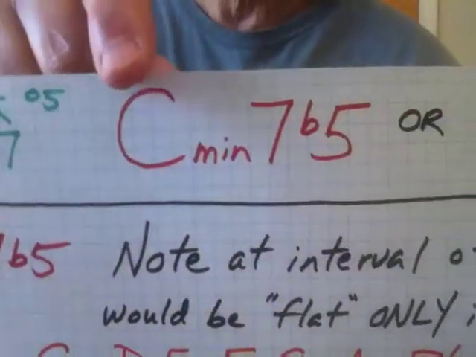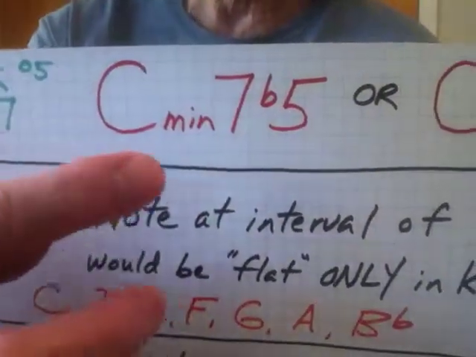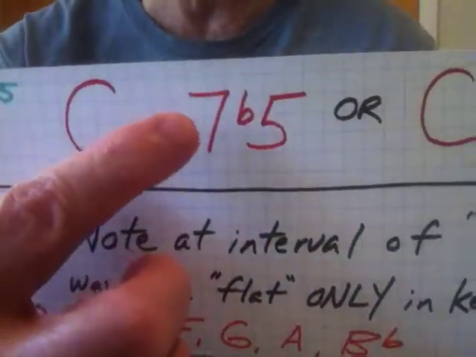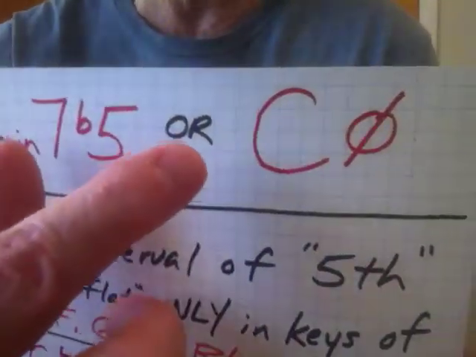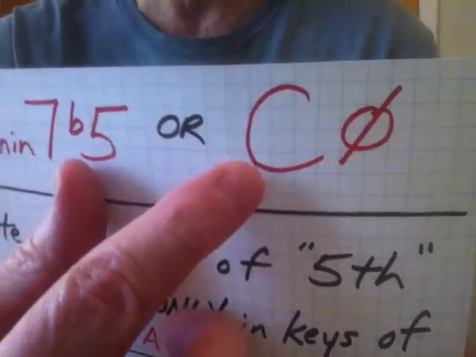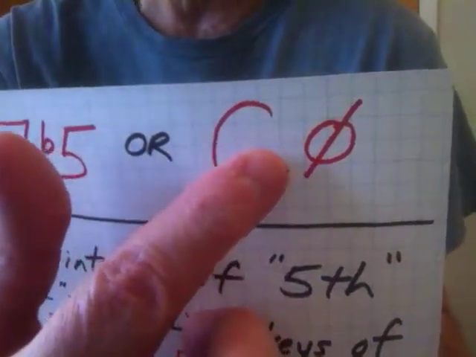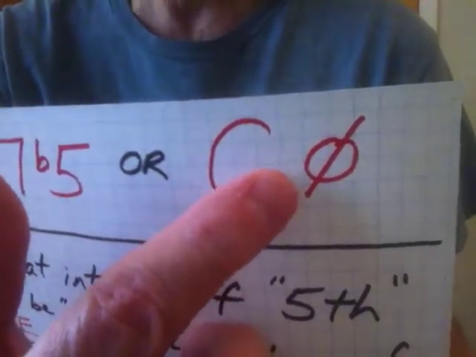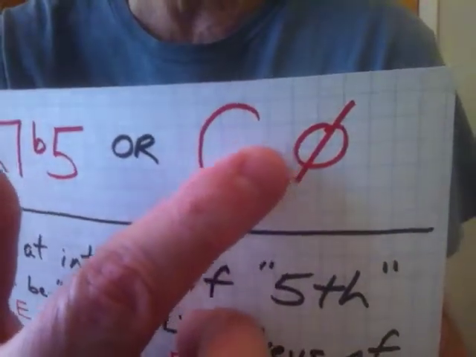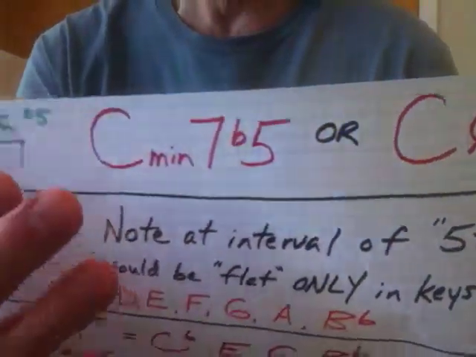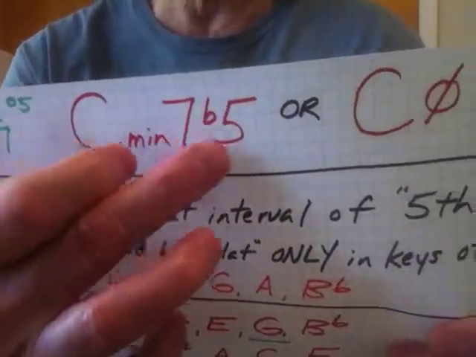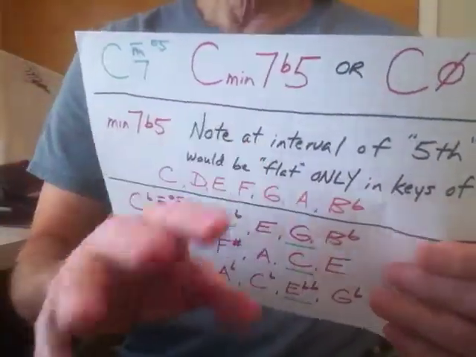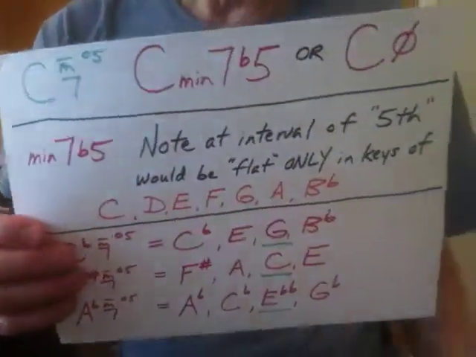Now in traditional contemporary theory, they would probably write it like this. They would say C minor 7 flat 5, or they would put a C with a sign that's supposed to be called a half diminished symbol. That's what they call it. C minor 7 flat 5 or C half diminished, which is really crappy. It's terrible. Don't teach children that.